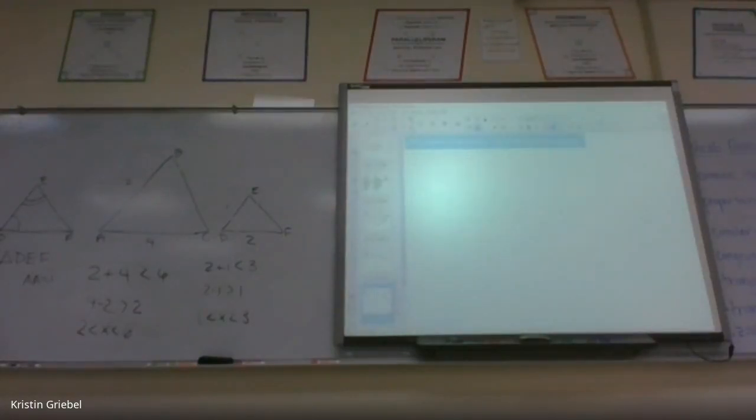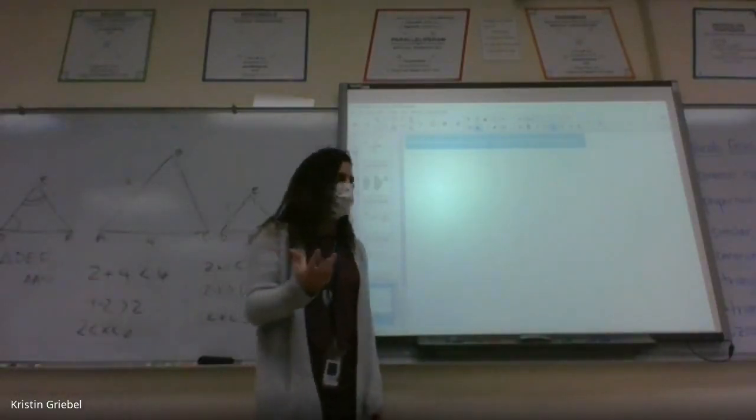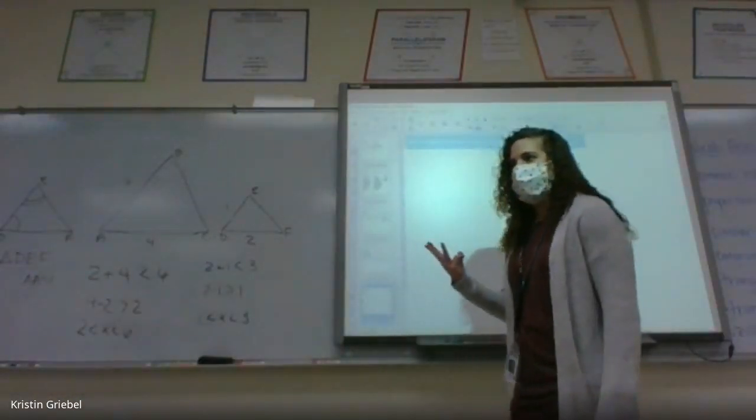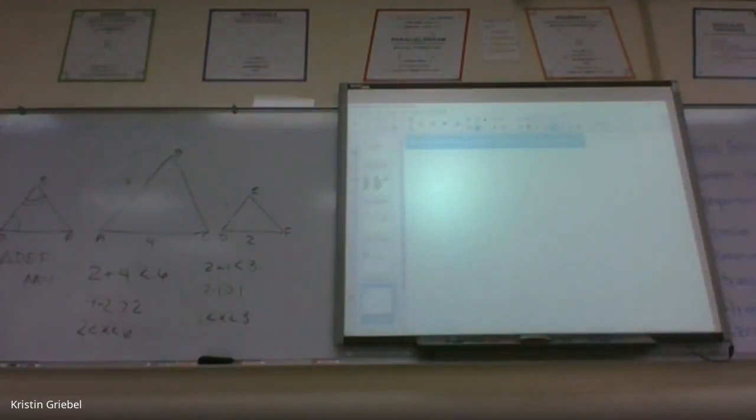Angles and sides. So we've been using the letters A and S. We have angle, we have side, side. Well, how many pairs of sides are there? 3. How many pairs of angles are there? 3, right?